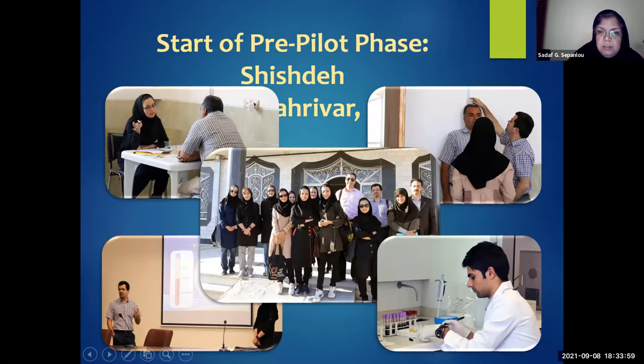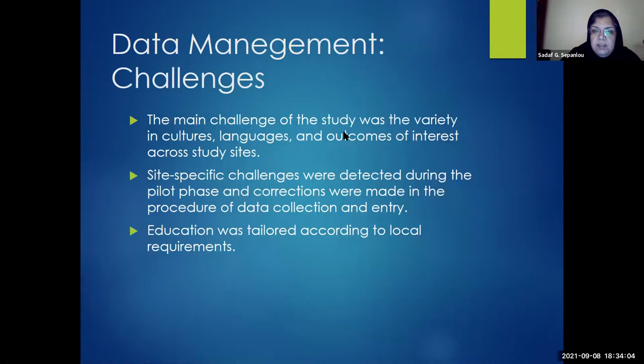Well, the main challenge of the study was the variety in cultures, languages, and outcomes of interest across study sites. Site-specific challenges were detected during the pilot phase, and corrections were made in the procedure of data collection and entry. And finally, education was tailored according to local requirements.